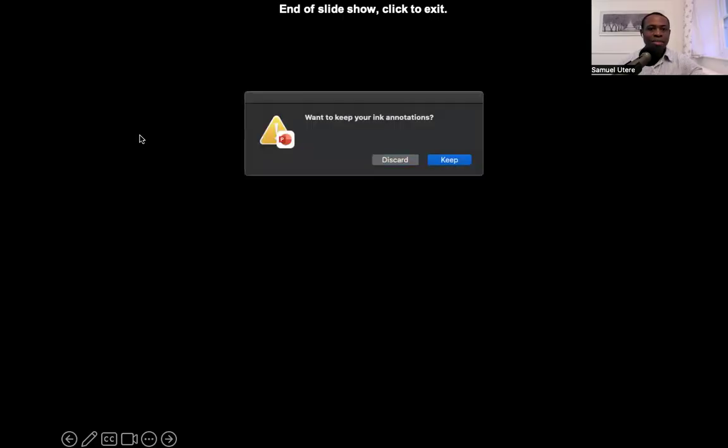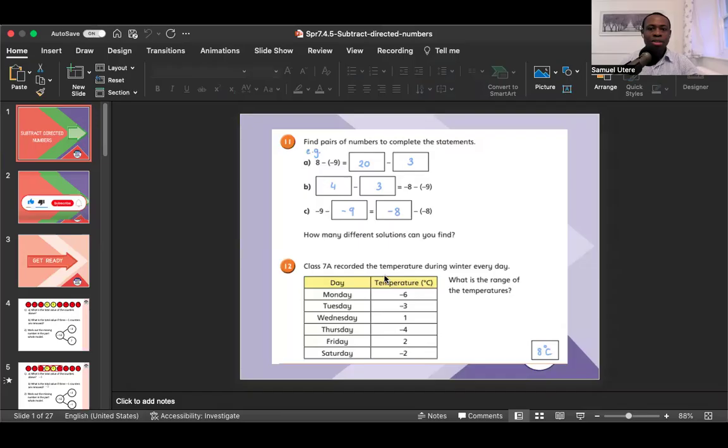And that brings us to the end of our lesson. So what have we learned so far? In this lesson, we have learned how to subtract negative and positive numbers, or positive and negative numbers. So we've learned how to subtract directed numbers. And something really important you need to know is that when we say two negatives become positive, it is only when they are next to each other.